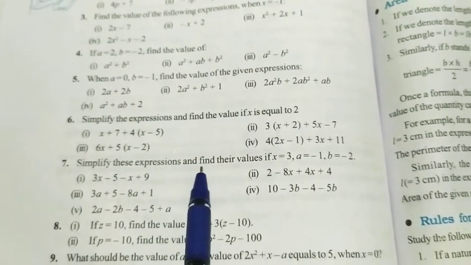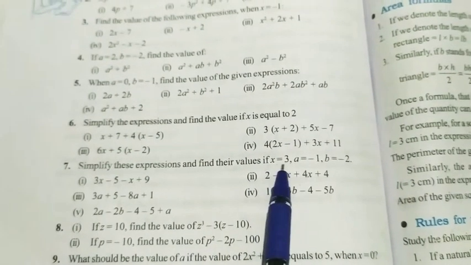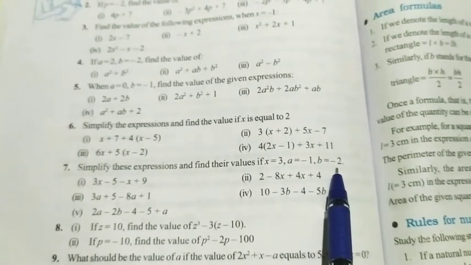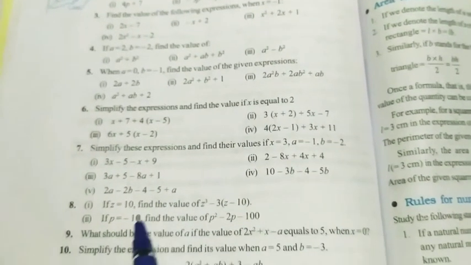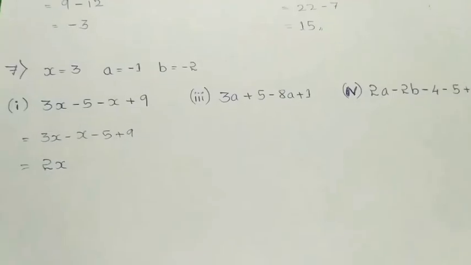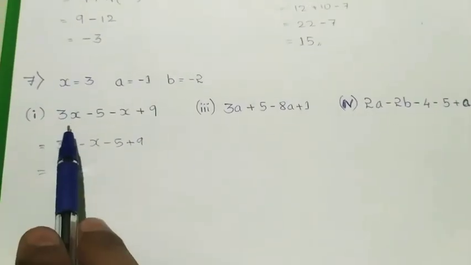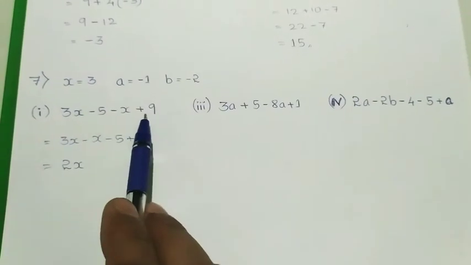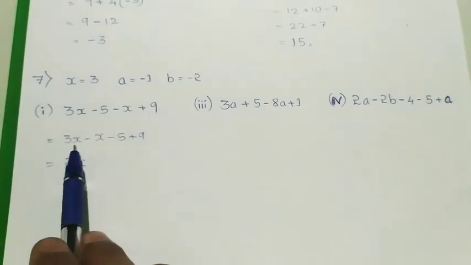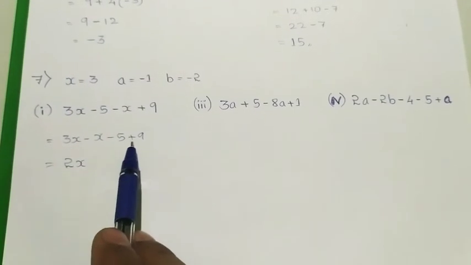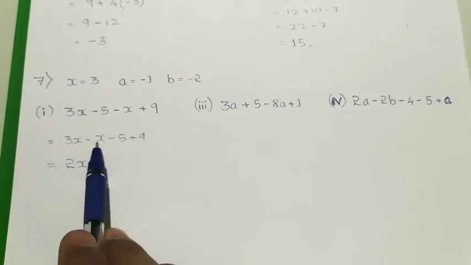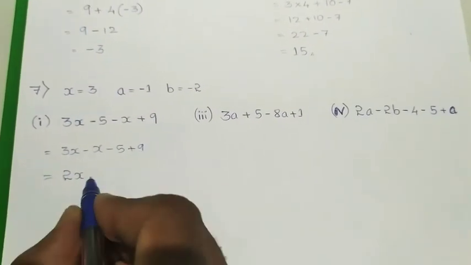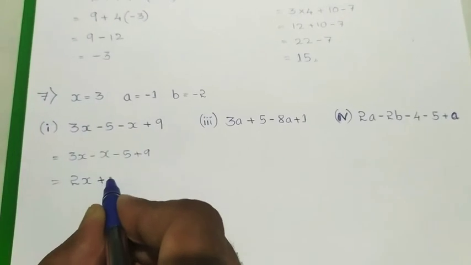Simplify these expressions and find their values if x equal to 3, a equal to -1 and b equal to -2. So let's substitute the values. First we have to simplify it. See here in the first question, 3x minus 5, x minus x plus 9 is there. First you write the like terms one side, 3x minus x minus 5 plus 9. So 3x minus x will be 2x, and minus 5 plus 9 will be plus 4.